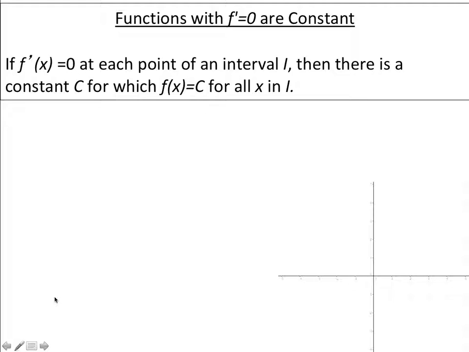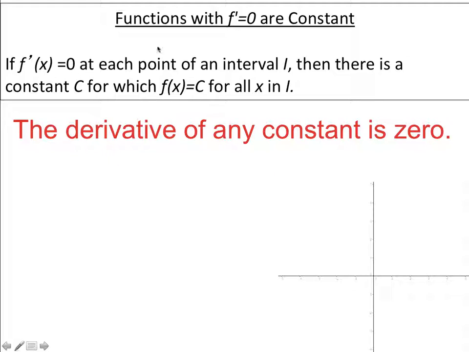Okay, so we're switching gears once again. We've talked about 2 major things in this section 4.2 so far, the mean value theorem and the first derivative test. And now we're talking about a third very distinctive thing. 4.2 is kind of a hodgepodge that way.